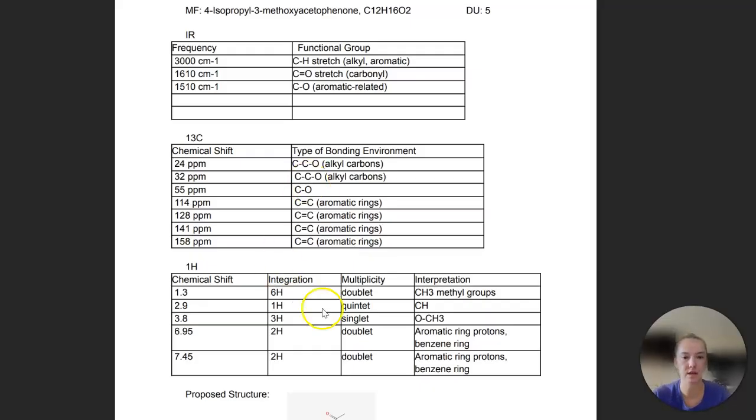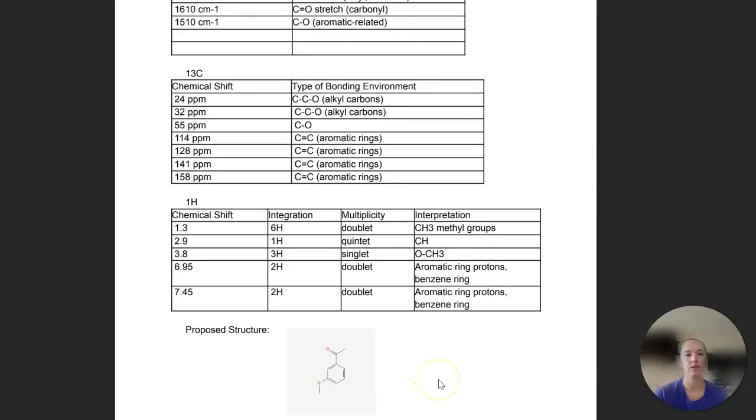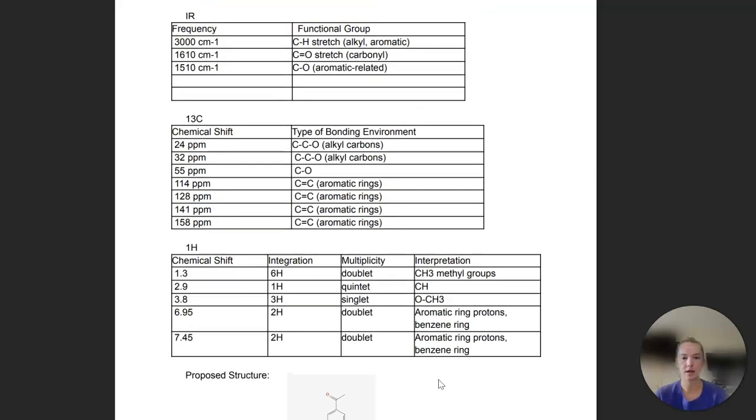All right, and the last table we have for this chemical shift, which is this third graph, we see peaks at 1.3, 2.9, 3.8, 6.95, and 7.45. The first chemical shift showing 6 protons and multiplicity of a doublet. This is likely pointing to CH3 methyl groups. 2.9 showing 1 proton and having a quintet multiplicity, showing a single bond between a carbon and a hydrogen. The third, 3.8, showing 3 protons and a singlet multiplicity, showing a bond between an oxygen and a methyl group.